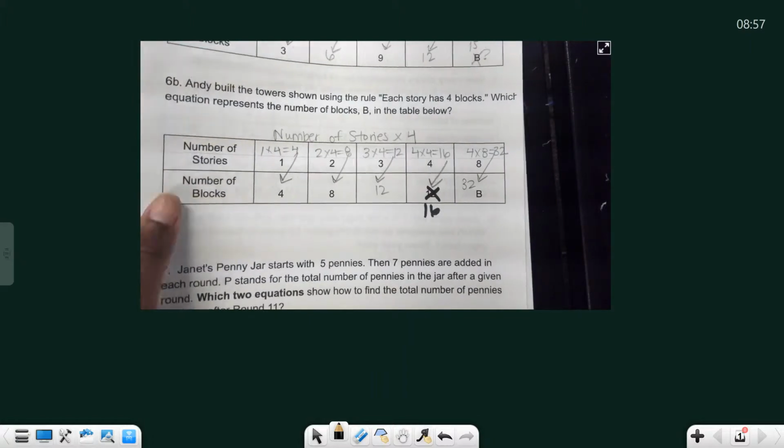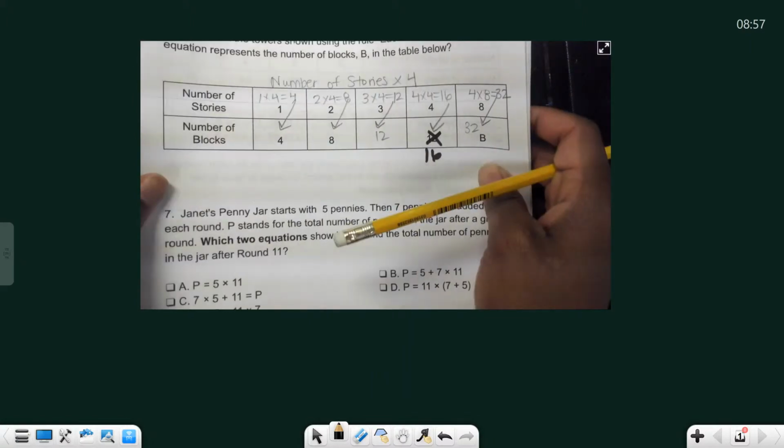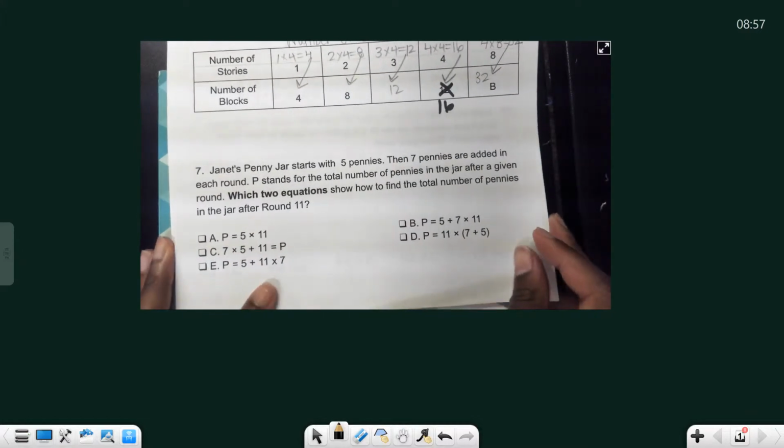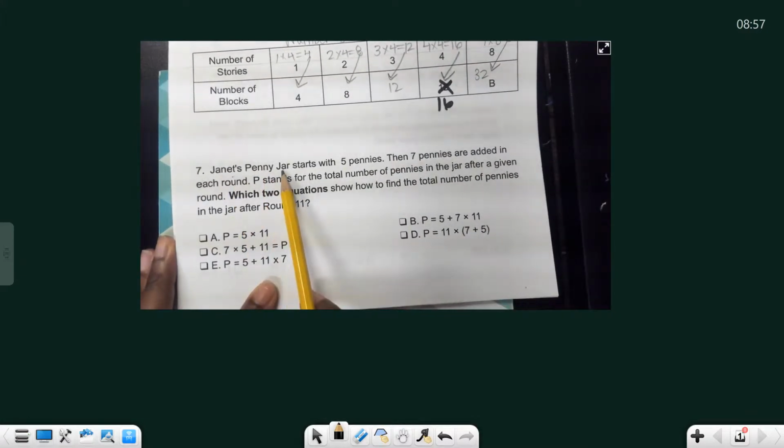All right, let's take a look at number 7. Janet's penny jar starts with 5 pennies. Then 7 pennies are added in each round. P stands for the total number of pennies in the jar after a given round. Which 2 equations show how to find the total number of pennies in the jar after round 11?